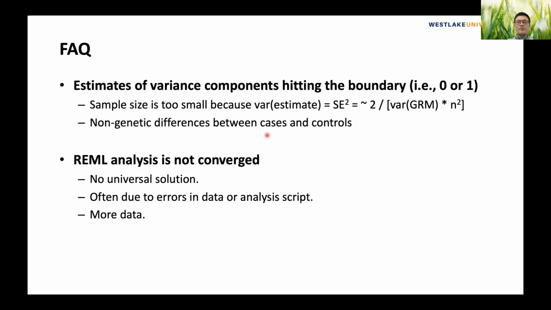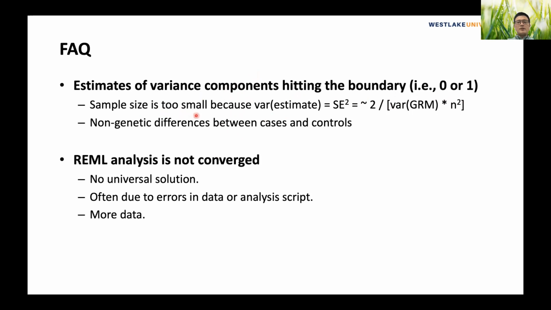So we also have feedback about issues related to convergence, or sometimes the estimate is too big or too small. For example, in the GREML iteration, the estimate can hit the boundary of the parameter space, which is 0 or 1. In this case, we think it's likely because the sample size is not large enough.